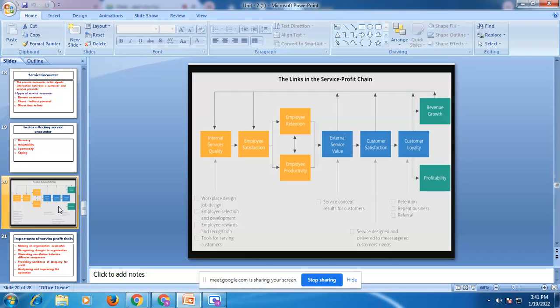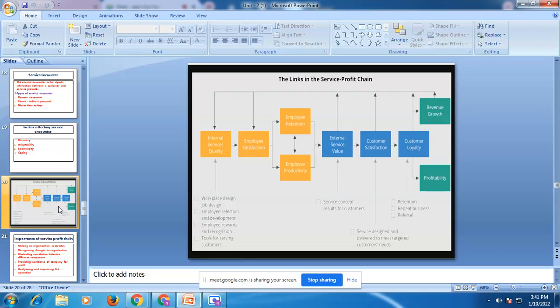So basically, this is the service profit chain. As the diagram shows, the first one is internal service quality, which is linked to employee satisfaction, and then employee retention and employee productivity, which are linked to each other and to employee satisfaction. Then external service value, customer satisfaction, and customer loyalty, which has two parts, that is profitability and revenue growth.